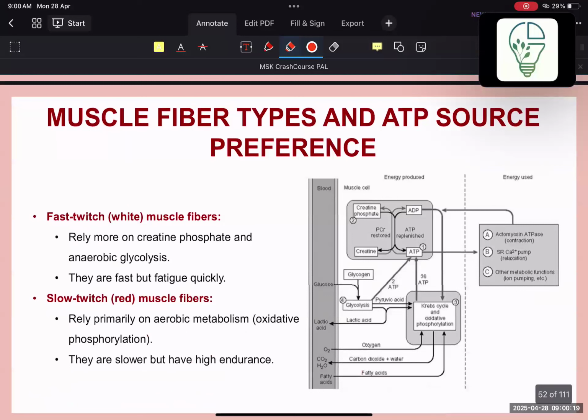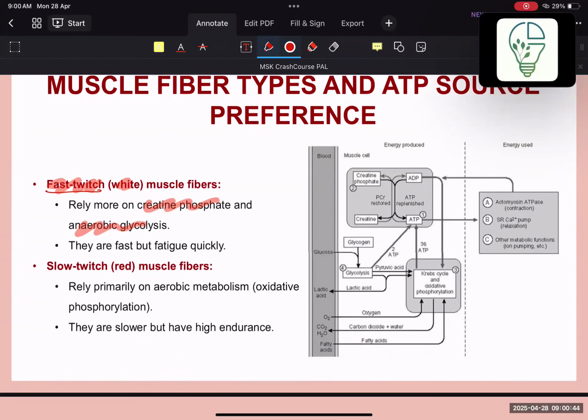So let's talk about these types of muscles that I've been referencing. The fast twitch muscles, also known as white muscle fibers, rely more on creatine phosphate and anaerobic glycolysis. Why? Because from the name, they're fast twitch. You want instant sources of ATP, and these are not really used for long-term exercising or long-term movements. You just need them instantly.